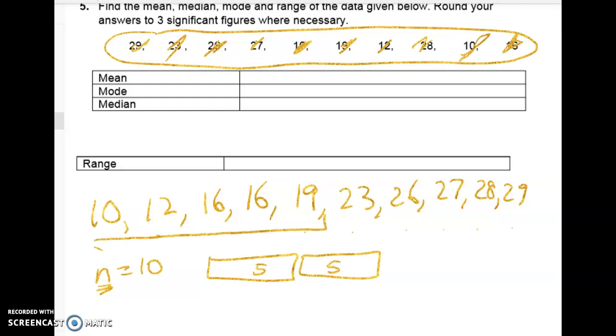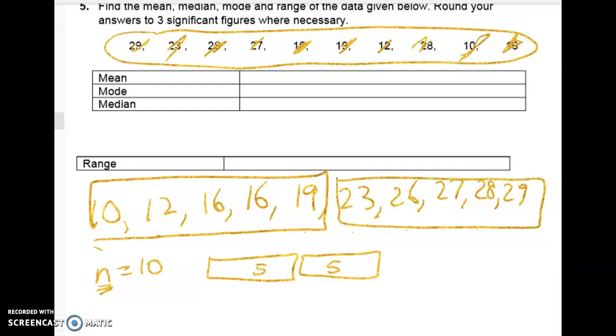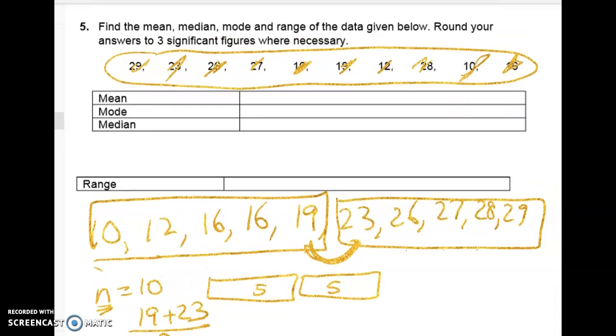1, 2, 3, 4, 5. And 1, 2, 3, 4, 5 here. So the median will be halfway between 19 and 23. So we can do this on our calculator, or we can do it in our heads and say, well, halfway between 19 and 23 is just 21.